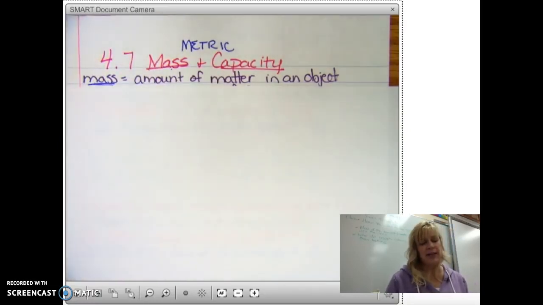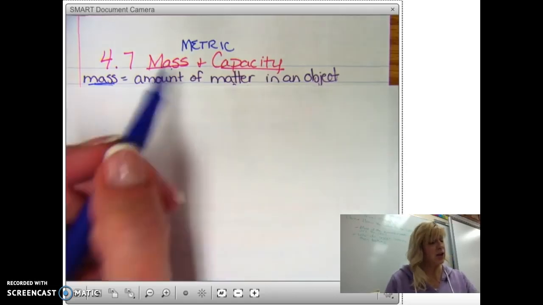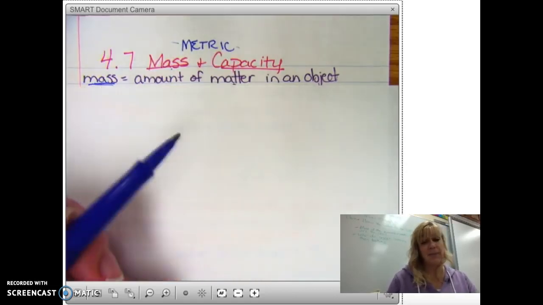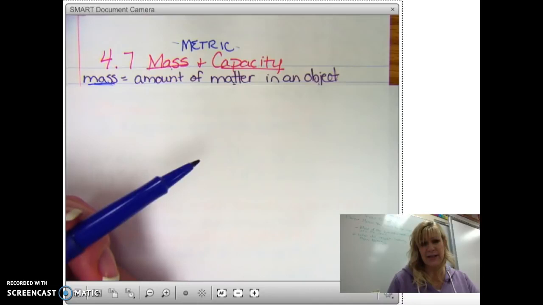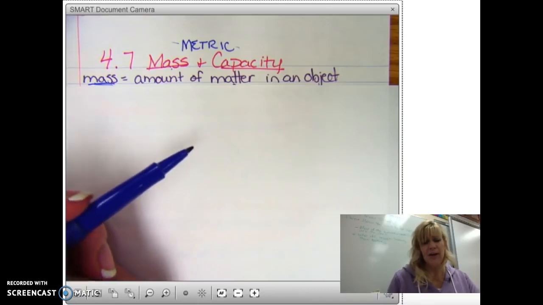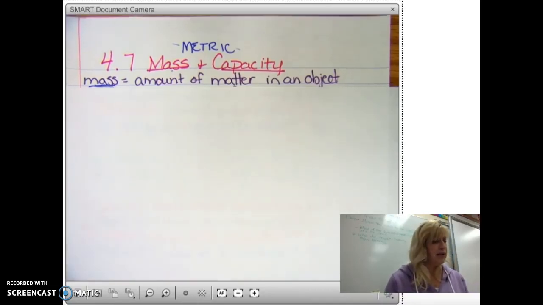Mass and capacity are going to be important as we travel through 4.8, and we're going to need to do some conversions using the metric system. So this is kind of an intro lesson, rather easy I believe. Intro lesson to 4.8. So let's start with mass.